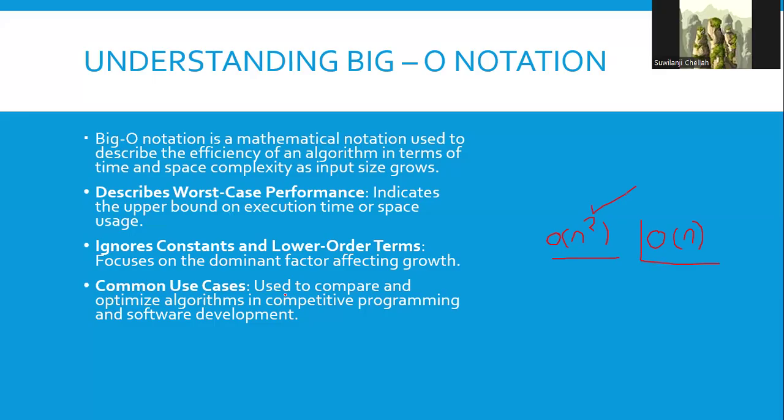The common use case for big O notation is that it's used to compare and optimize algorithms in competitive programming and software development. When you need to analyze how best a program is going to execute, you need to know the space and time complexity of these algorithms. If you want to create a Python program that does a particular function but requires a lot of loops, it's going to take a lot of time, space and memory, so you have to account for that as well.